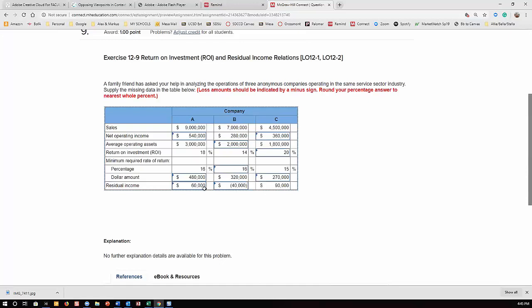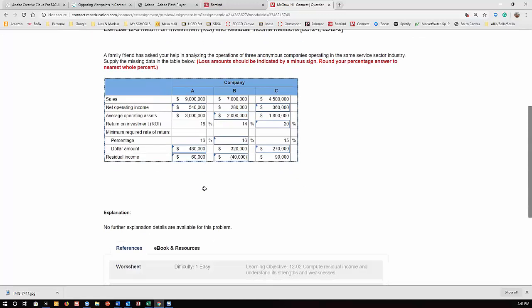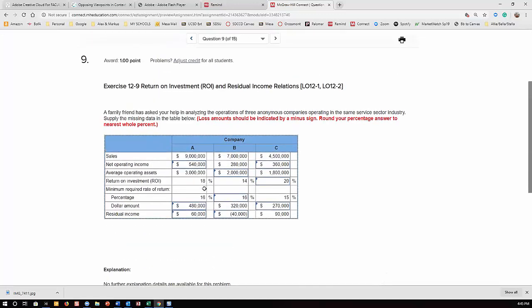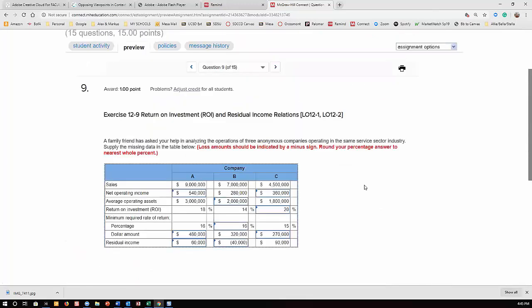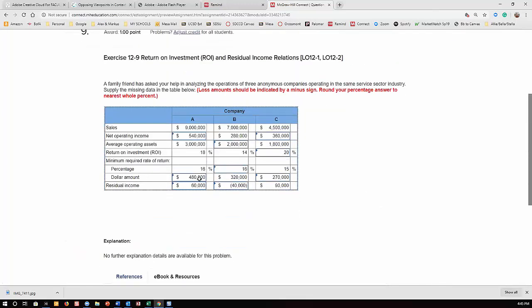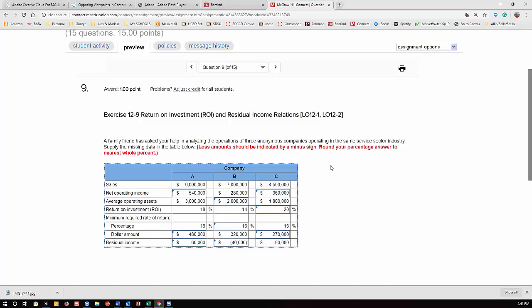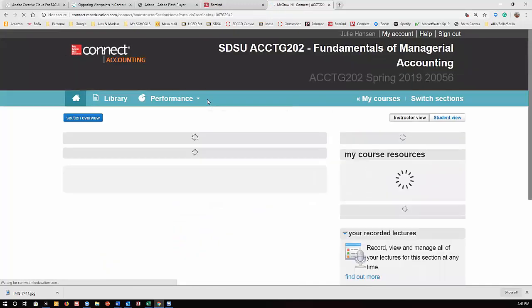The only thing that I couldn't find myself was the percentage for B, where it says 16. I filled out the rest of the table, but I didn't know what I should plug in to get that. Your residual income. Yeah, I know how to do all that. Okay. Done. I was just going through my notes.